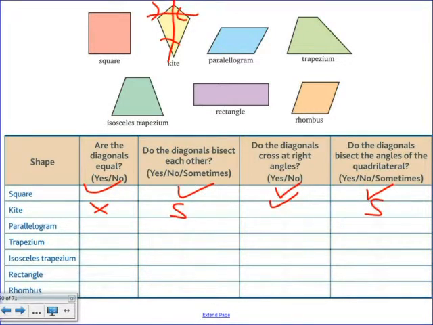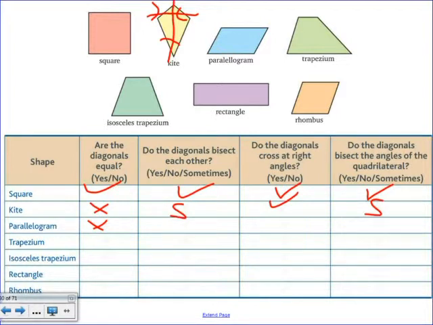Okay, parallelogram. Who's our parallelogram person? Sam. So let's try and get these done. Are the diagonals equal? No, because as you close this down here, the distance from here to here is getting bigger, and the distance from there to there is getting closer, isn't it? So that's correct. No. Do the diagonals bisect each other? Yes. They do? Happy with that?